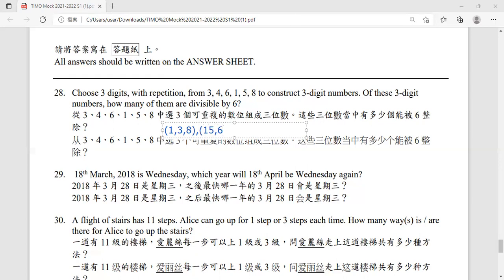1, 5, 6. And we have 1, 6, 8. We have 3, 4, 5. We have. Oops.